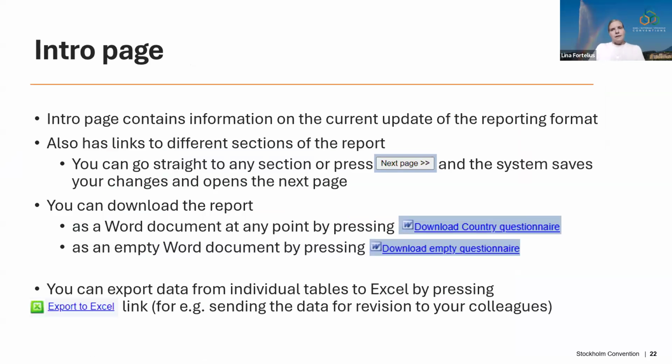So I think this is a bit a repetition on what I just said. You can download the report in 2 ways. You can download the country questionnaire, which is showing all the pre-filled information, or the information that the country has so far reported. Or you can download it as an empty Word document by pressing the download empty questionnaire. And you can also export data from individual tables to Excel by pressing the export to Excel link.